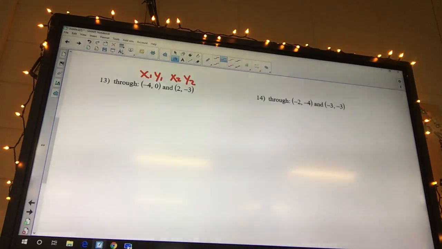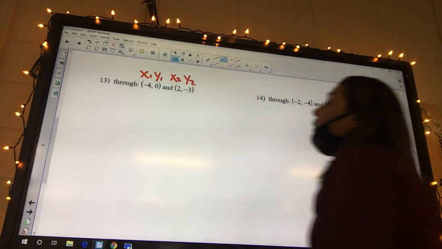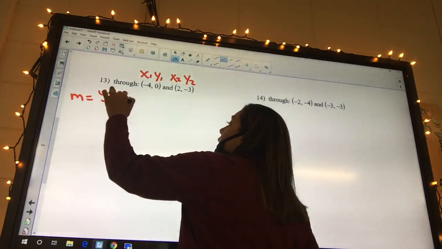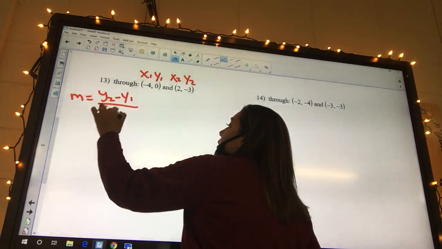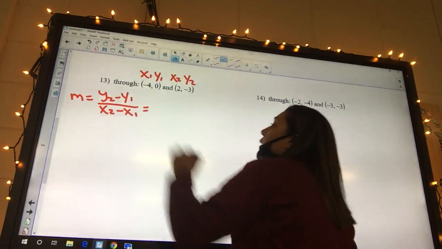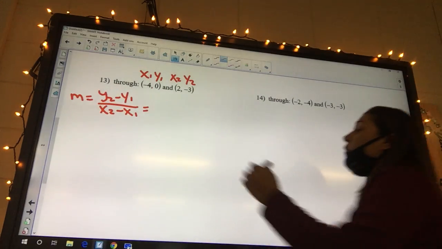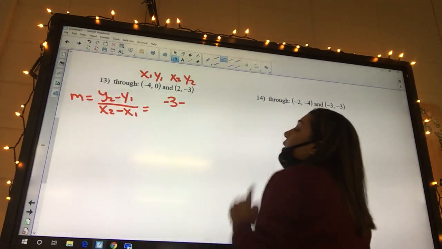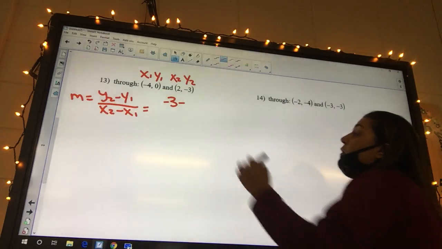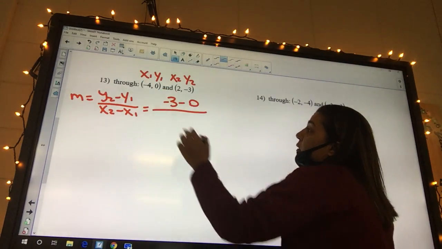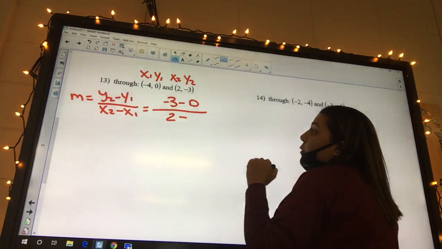Okay? Now, our next step, we have 2 points. So what formula do we need to use? Slope. Okay, so I got m equals y sub 2 minus y sub 1 over x sub 2 minus x sub 1. Okay, well, what is my y2? Negative 3 minus y sub 1, 0, over x sub 2 minus x sub 1.